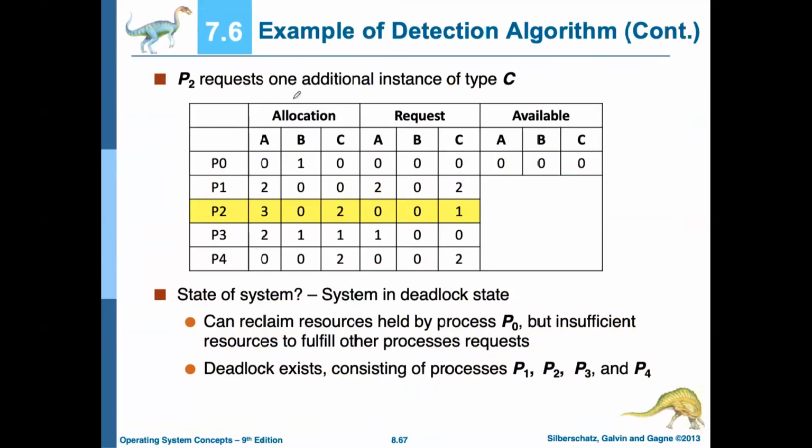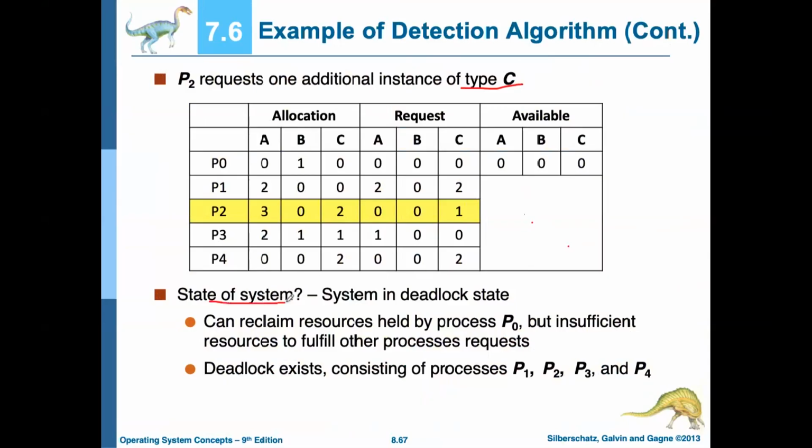Okay, P2 requests one additional instance of type C. And finally, we can see this P2. Okay, finally, you can see that. So P1, we can see here, is only one resource.